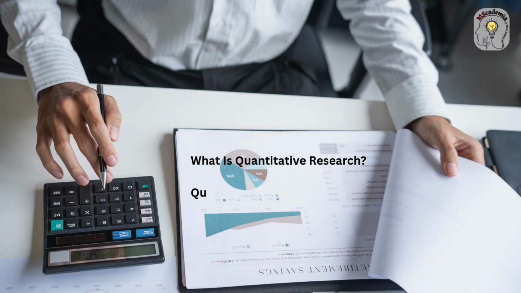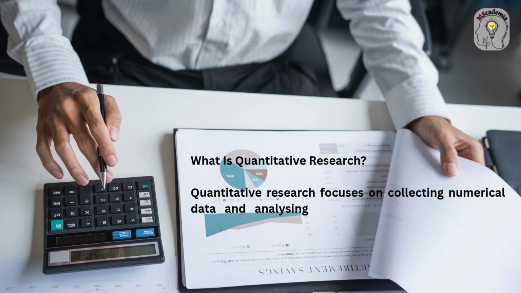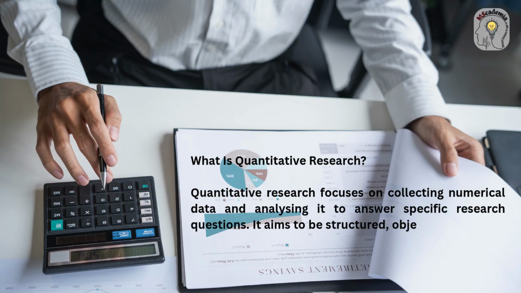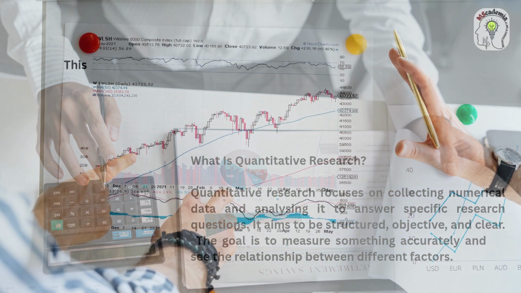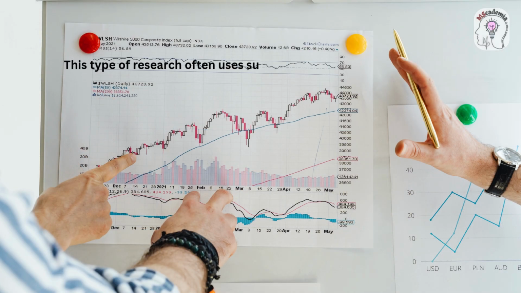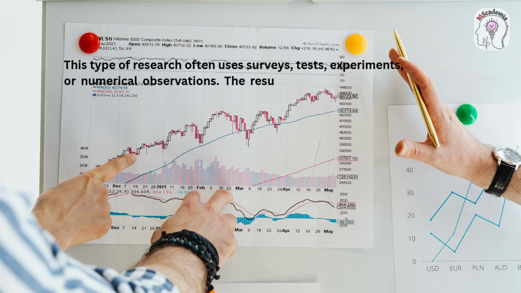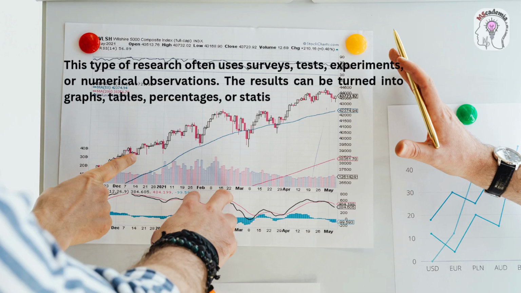What is quantitative research? Quantitative research focuses on collecting numerical data and analyzing it to answer specific research questions. It aims to be structured, objective, and clear. The goal is to measure something accurately and see the relationship between different factors. This type of research often uses surveys, tests, experiments, or numerical observations. The results can be turned into graphs, tables, percentages, or statistical findings.